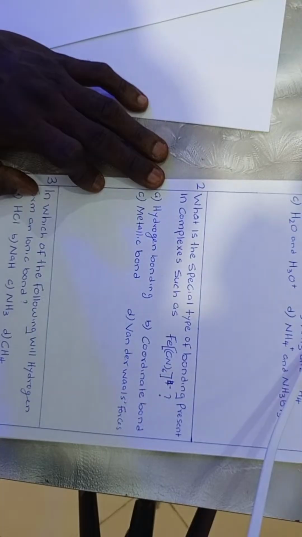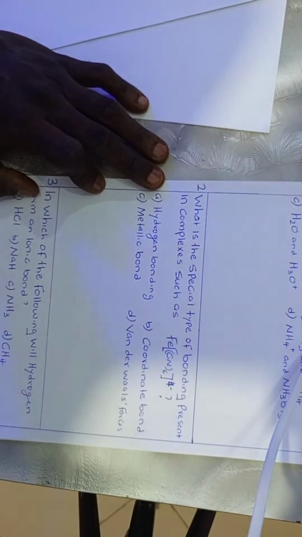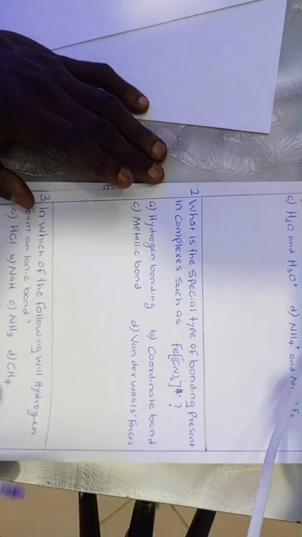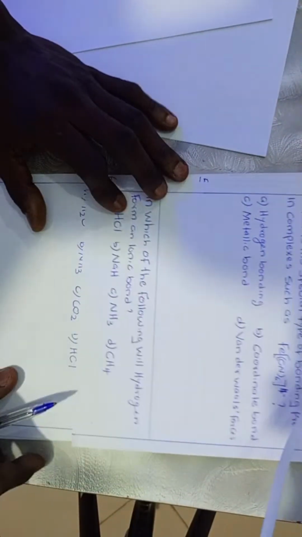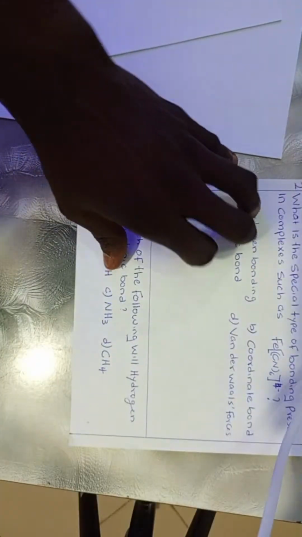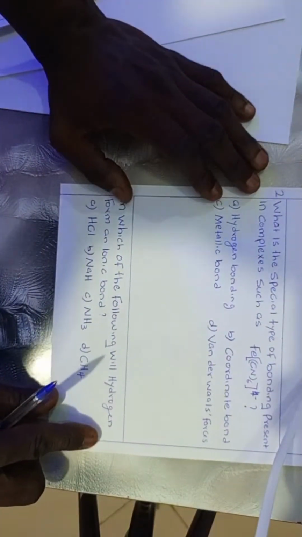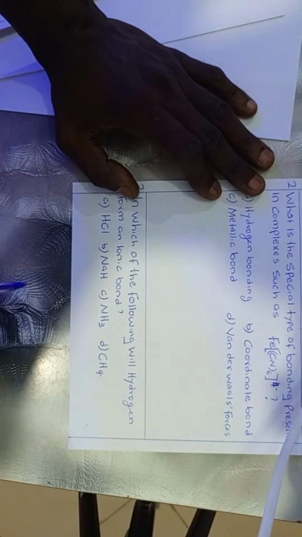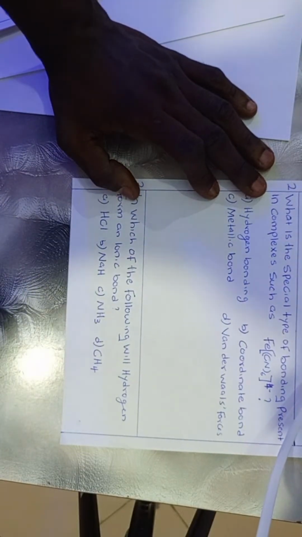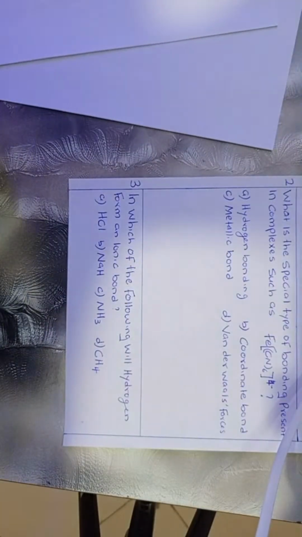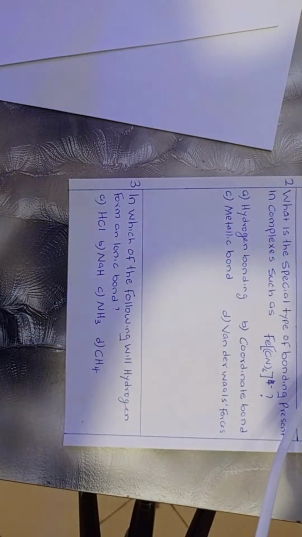All right. Let's go straight to question number 3. For question number 3, the question says, with which of the following will hydrogen form an ionic bond? Now let's go back to the basics. What is an ionic bond?